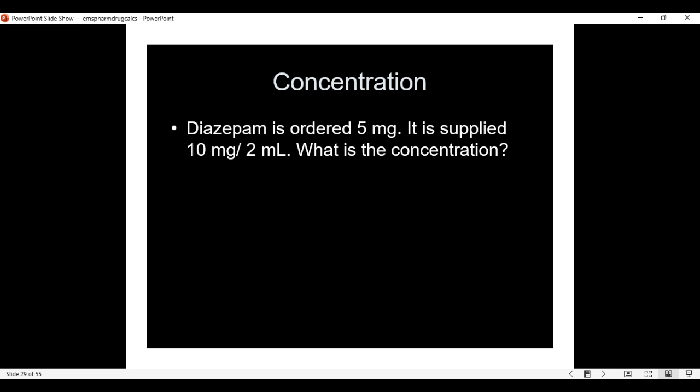Diazepam is ordered 5 milligrams, supplied in 10 milligrams per 2. So what's your concentration? Go ahead and pause, figure that out. It would be 0.5 milligrams per milliliter, right? I'm sorry, 5 milligrams per milliliter. So you divide the 10 by the 2. So your actual dose, you're going to give 5 milligrams. You're going to have to give 1 ml.